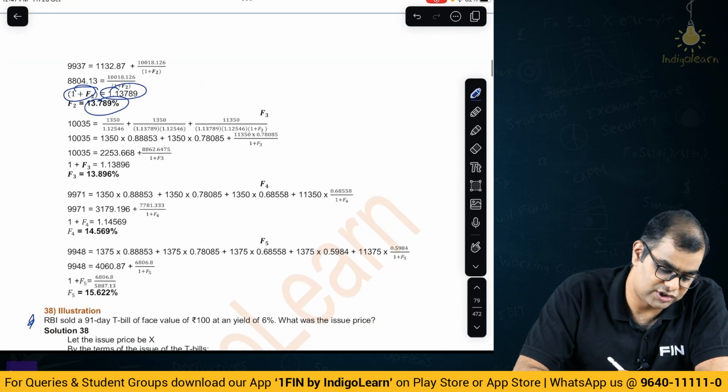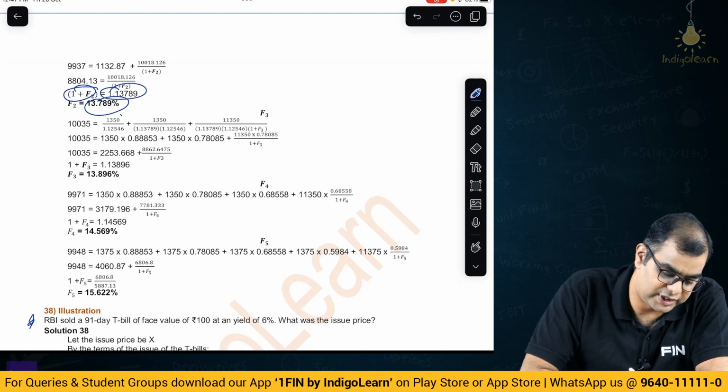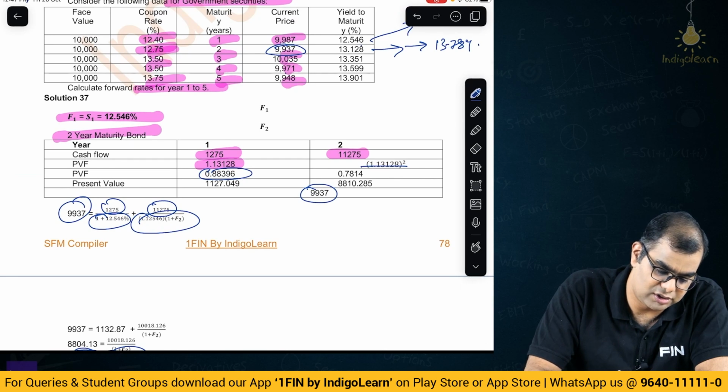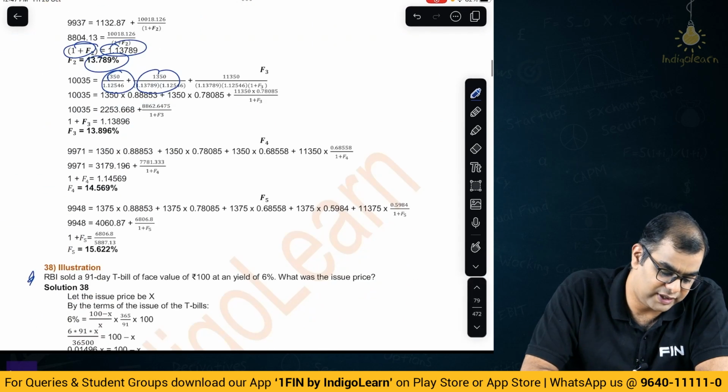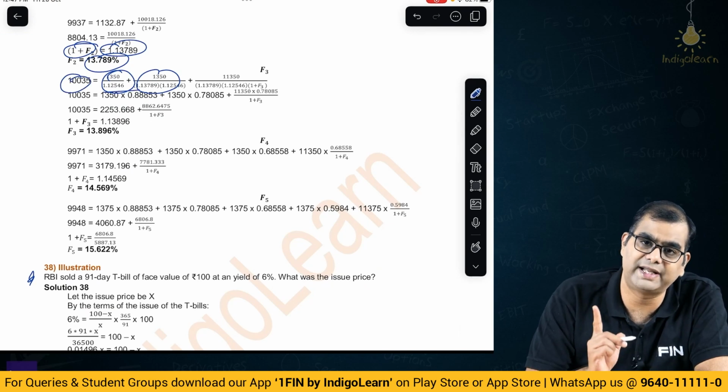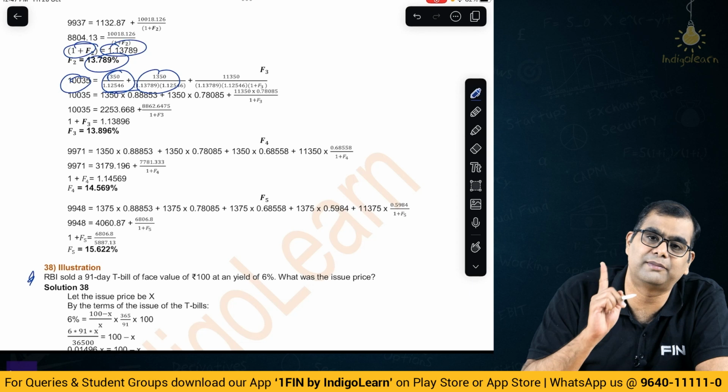Like that you go on and solve for each year. Every year you take the previous 2 years' rates, and because they have already given the prices here, 9937, 10,035, 997 and so on, you equate those prices to the sum of present values of cash flows by taking a forward rate applicable for each cash flow.